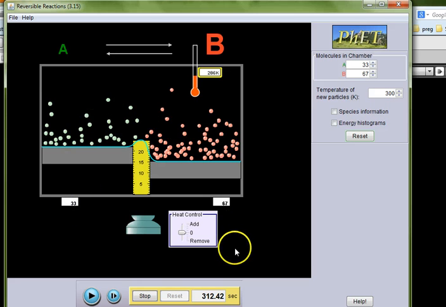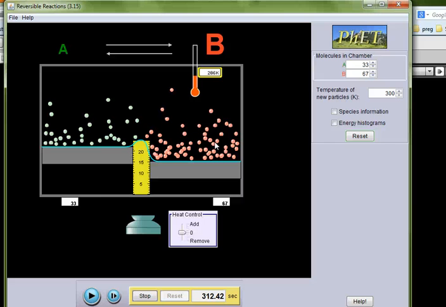and B. Yes, temperature is still constant. It's about 300 Kelvin. It's not exactly 300 because again the molecules are moving, the temperature is changing a little bit. That adjustment is going on at the same time.